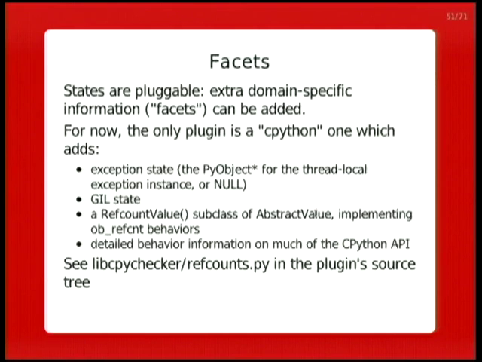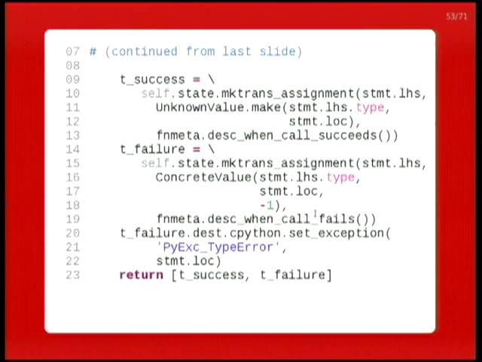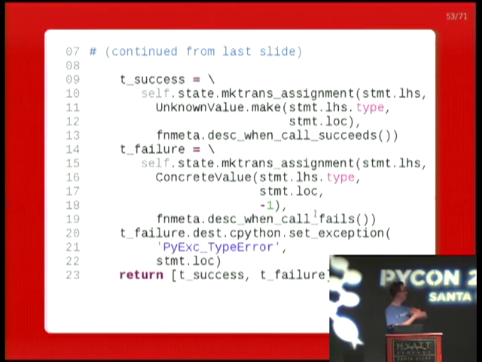And again, in looking there in the source tree, unfortunately, it's a procedural description rather than a declarative one. So we have an impl, for example, PyMapping_Size is one entry point. It's rather line wrapped, but we have some metadata, and then at line 9, we'll have a transition representing success of this call, where we'll make a transition representing an assignment to the left-hand side of an unknown value of the appropriate type, and we'll annotate it with a description saying this is PyMapping_Size succeeding.